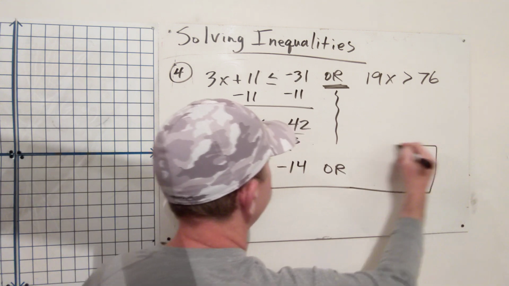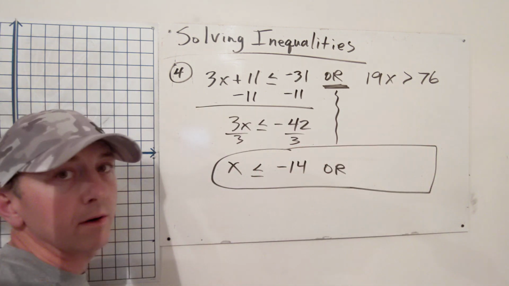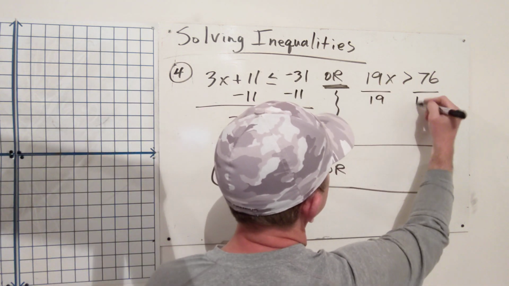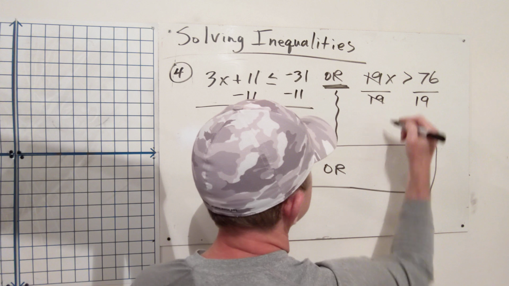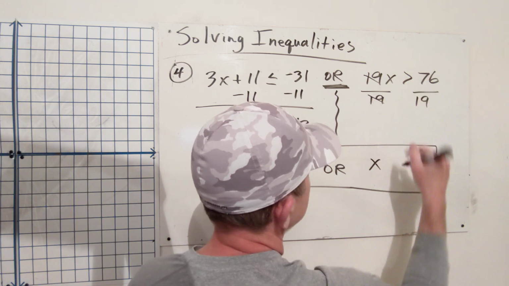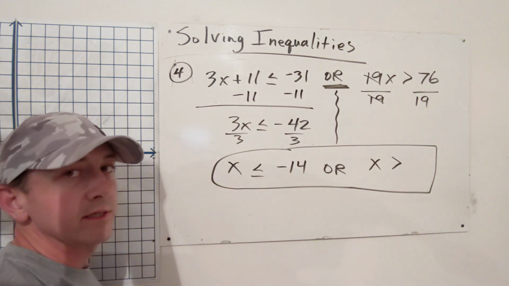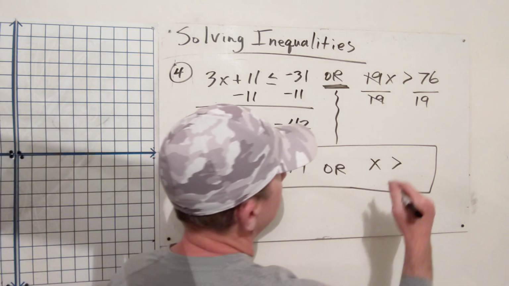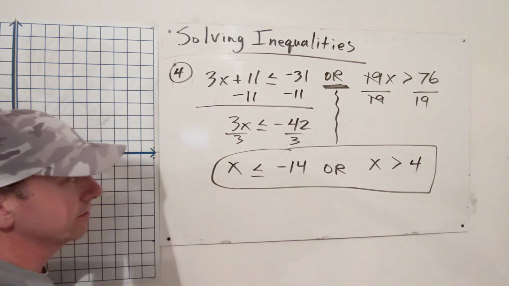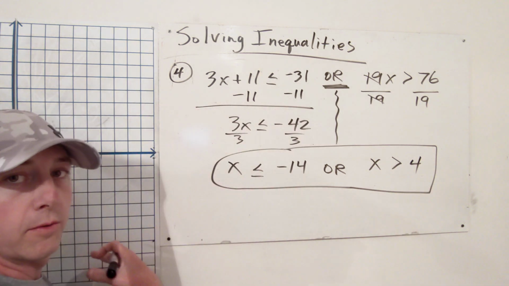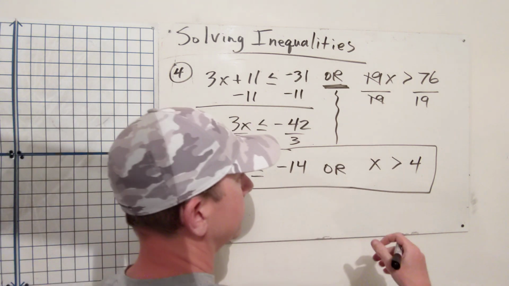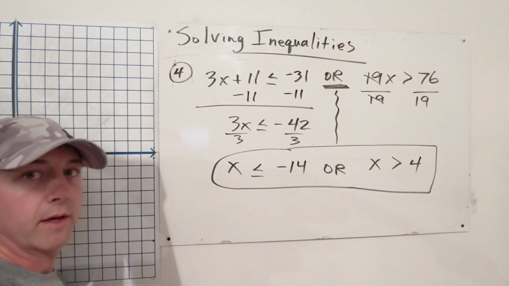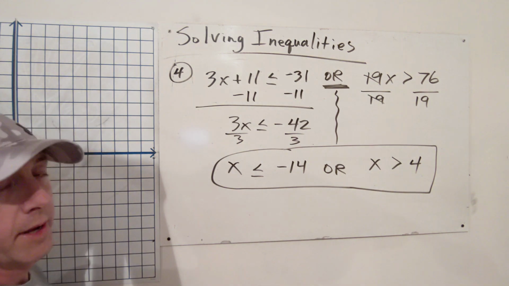So far, I have that. So what I need to find is what's going to go over for this part of the answer. So over here, I'm going to divide by 19. When I do that, these 19s cancel out. I'm going to get x. Sign doesn't change because it's positive, and 76 divided by 19. Might think that that's a fraction. Just use your calculator if you're not sure. But I believe it should be a 4. So there we go. So x is going to be below or equal to -14, or x is going to be greater than 4. Okay? So there is a compound or question.